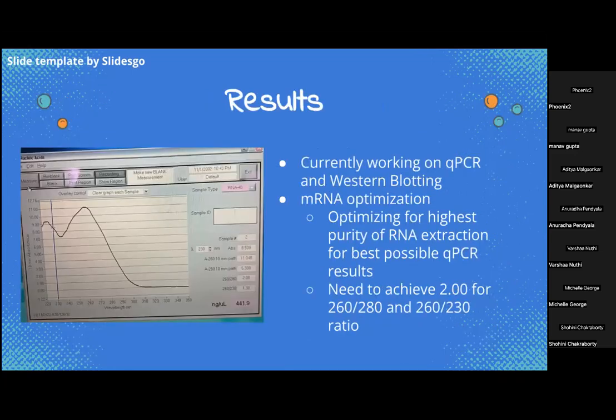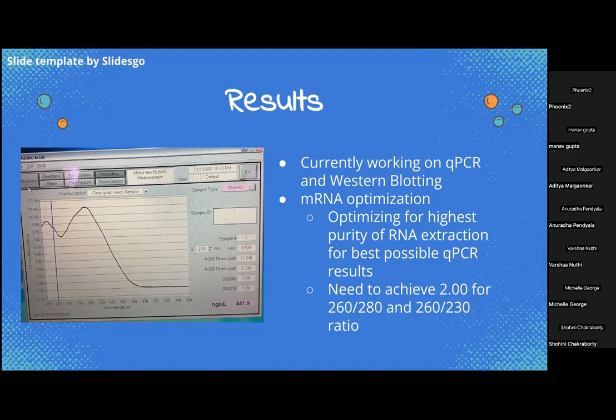So for our results, we're currently working on qPCR and Western blotting, and we're also currently in the middle of our MTT assay. But regarding our qPCR, we're currently working on our mRNA optimization. So after we perform the RNA extraction after drugging our cells, we're supposed to check the purity of the RNA using a device called a nanodrop, which also records the absorbance of the RNA. And when we extract the RNA, we look at the graph to see if it's pure or not.